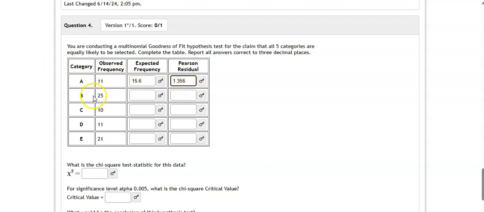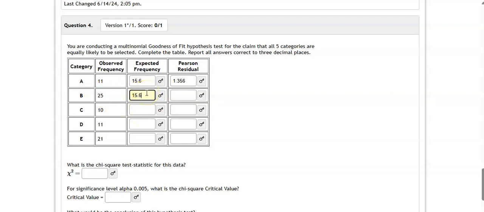All right, so same thing for every single one of these. We'll take the 78 that was the total of these observed frequencies and divide by 5. It's going to be the same expected frequency as letter A was, so 15.6. And then we do (O minus E) squared over E. So we do (25 minus 15.6) squared over 15.6, and we'll do that for every single one of them.